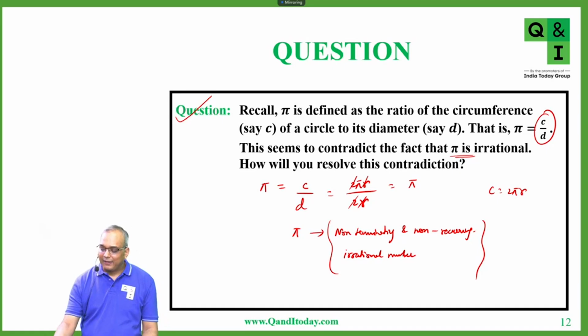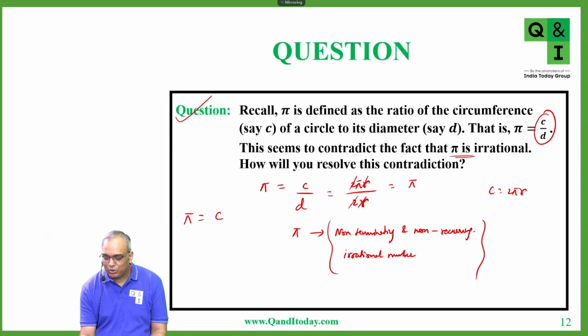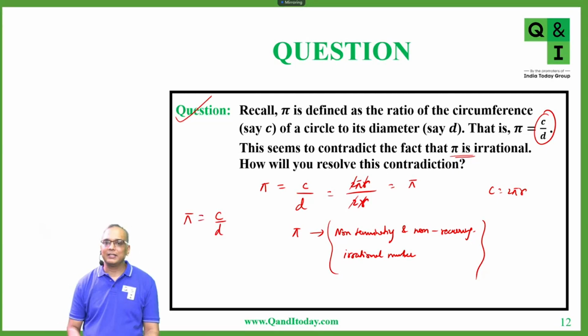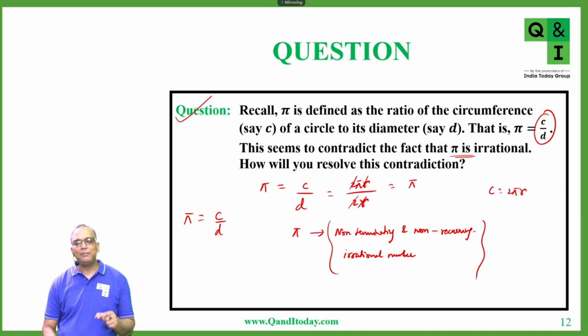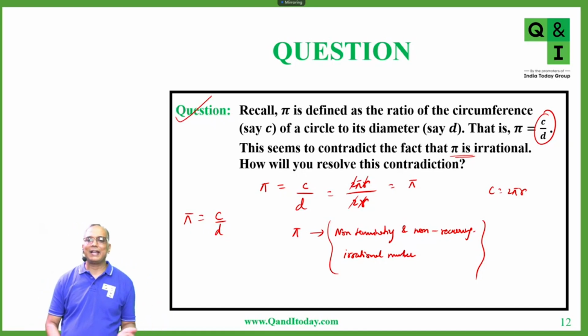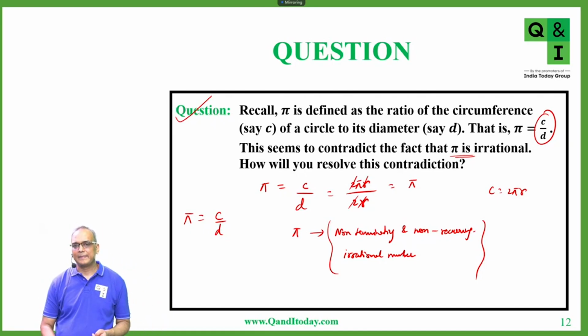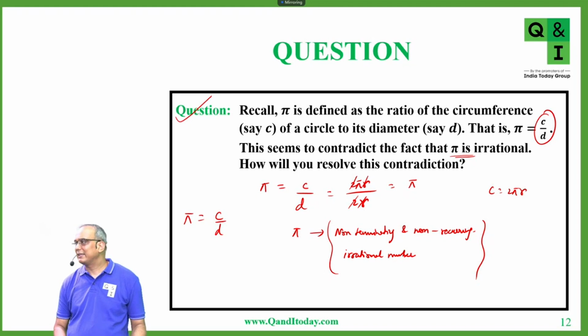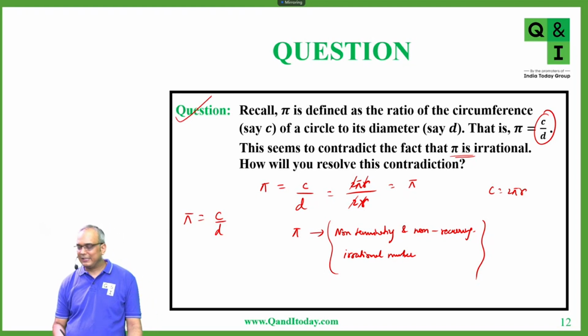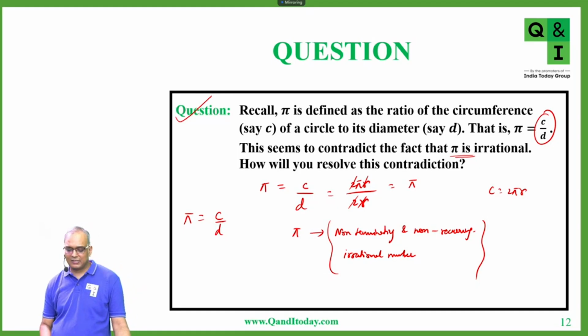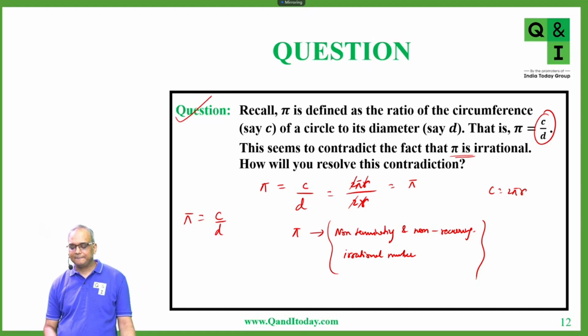And when I say this is a ratio of circumference by diameter, it will be rational only when circumference and diameter both are integers. But circumference may not be an integer. It may be an irrational number as well. Is it clear? Is this clear, students? Why pi is not rational? Okay.